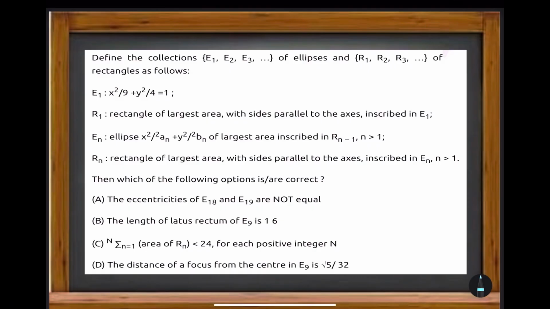Okay, so we got this situation. Let the collection E1, E2, E3, dot dot dot, be ellipses, so E stands for ellipse, and R1, R2, R3, dot dot dot, be rectangles, so R represents rectangle. Now look at this. We have E1 as x square by 9 plus y square by 4 equals 1. So this E is what? Horizontal ellipse.